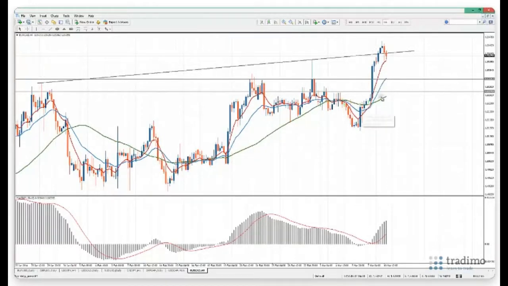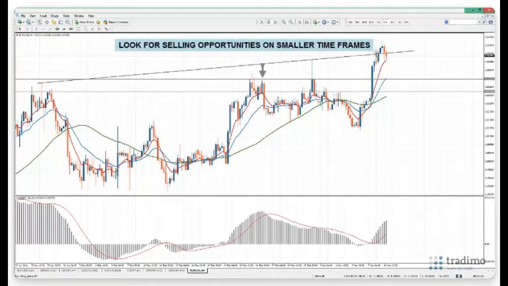So the trend is currently up. However, we are into key resistance from the daily chart with signs of slowing momentum in terms of candle action on the 4-hour chart. So we could look for a possible selling opportunity if it presented itself on a smaller time frame.